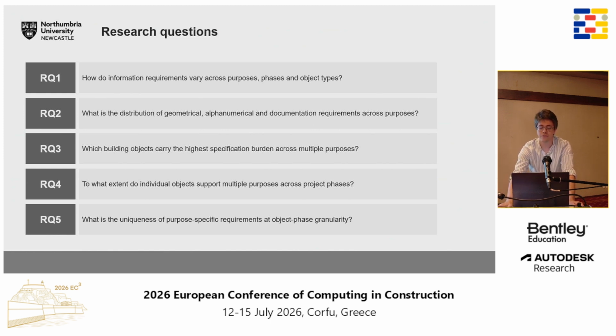We ended up framing five research questions. The first one is how information specifications and requirements vary across object purposes and phases. The second one is about how we distribute those geometrical, alphanumerical, and documentation requirements across purposes, basically to understand where that kind of information specification is actually required. The third one is about which objects actually carry the most information burden. The fourth one is about whether those individual objects support multiple purposes or are just specifically attached to a specific purpose. And the fifth one is about whether the information specifications are actually unique to certain purposes, or where those duplicities actually come from.